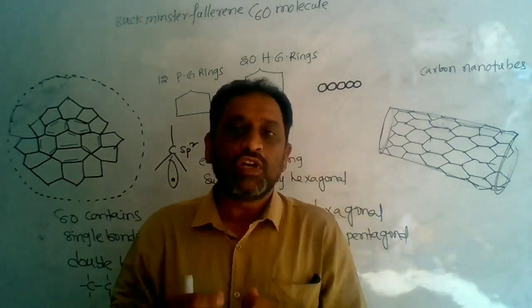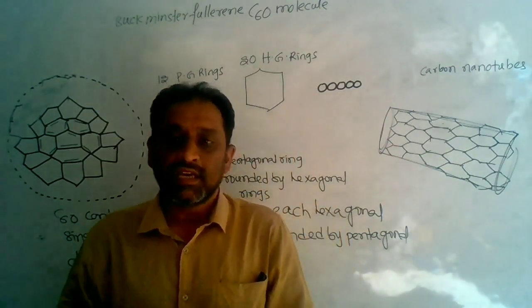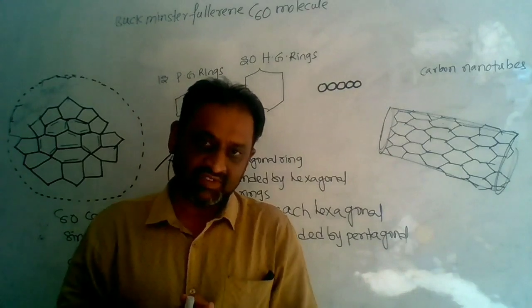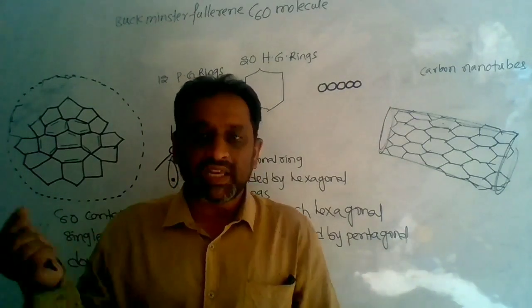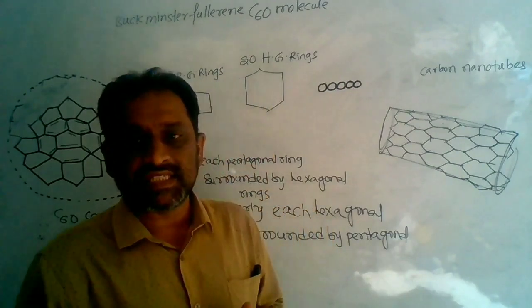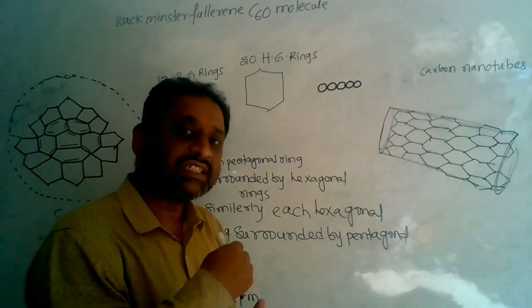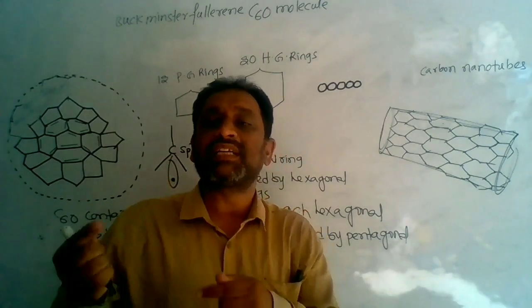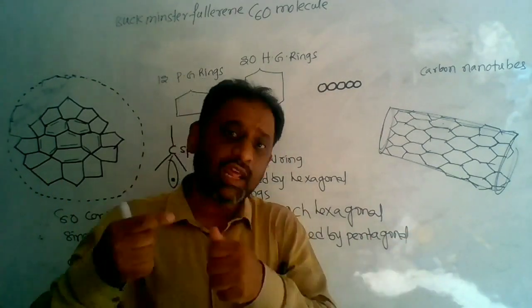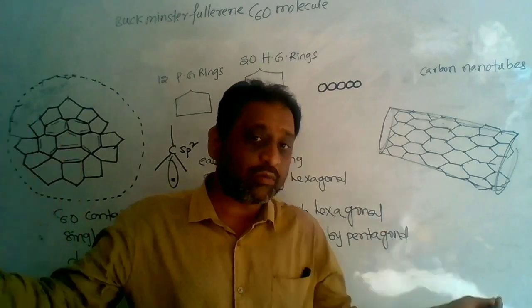Spherical solid fullerenes are called buckyballs. Example: C60, C120, C180, etc. Fullerenes all are aromatic in nature. They have aromaticity.